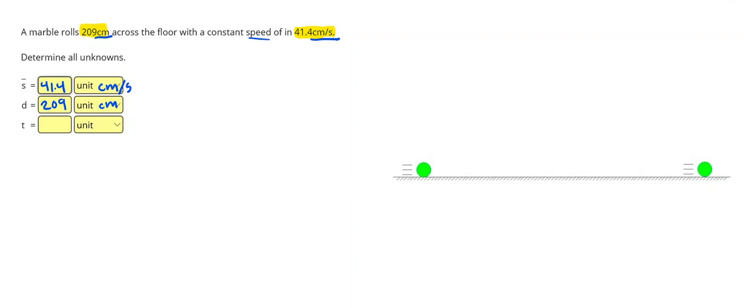Now, to get my time, I can take that equation that I used last time and I can manipulate it, and that gives me time equals distance divided by average speed. So when I do 209 divided by 41.4, I get 5.05, keeping 3 significant figures, and the units on that are going to be seconds. That's the unit I expect, and when I do centimeters divided by centimeters per second, centimeters is going to cross out, and seconds will end up on the top.